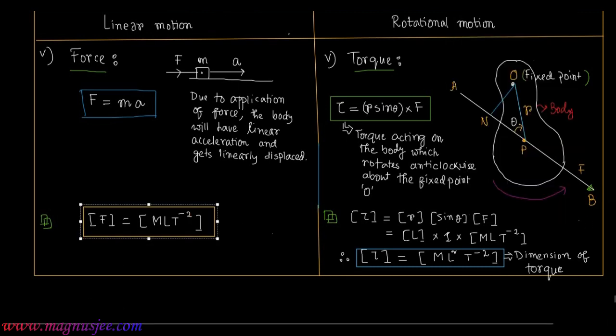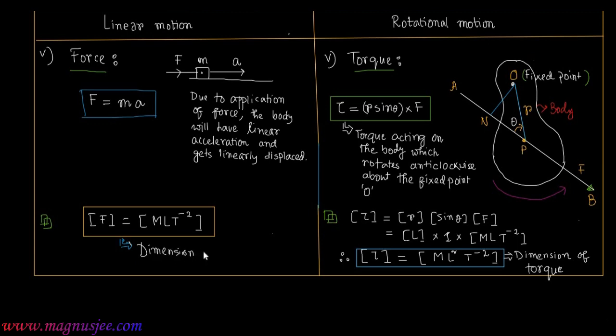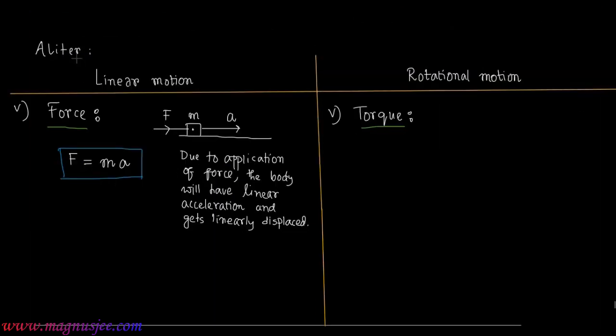On the left hand side, the dimension of force F is MLT⁻². That is the dimension of force. There is an alternative process to find the dimension of torque.